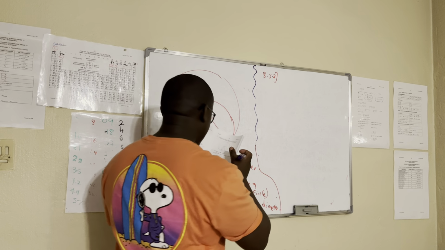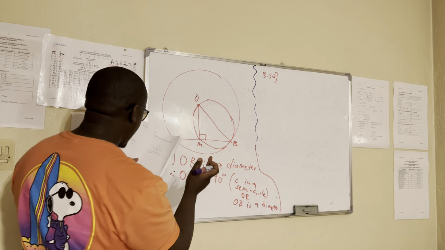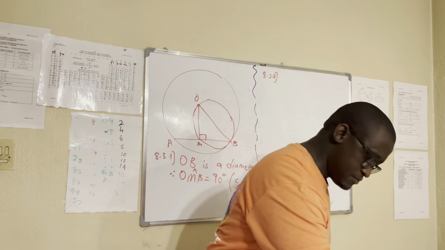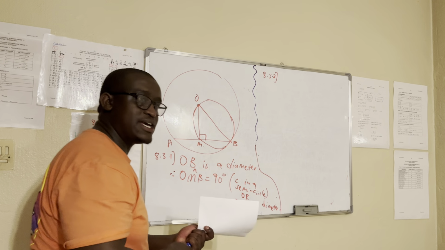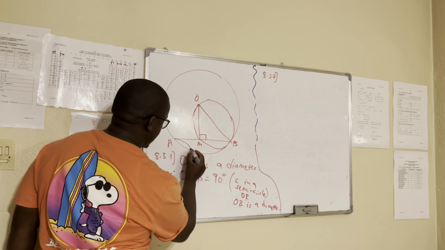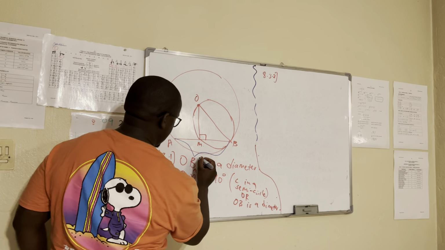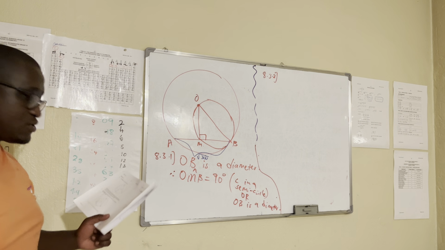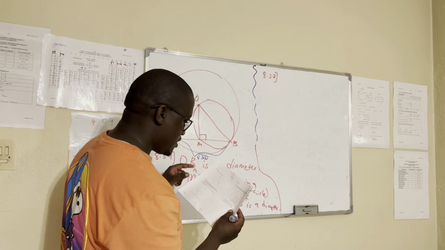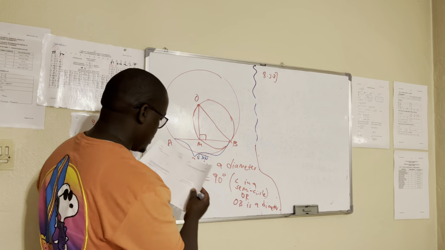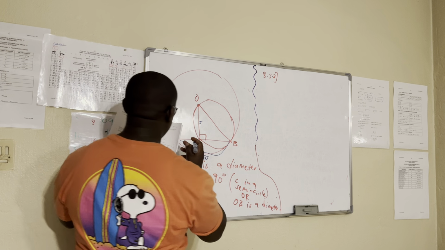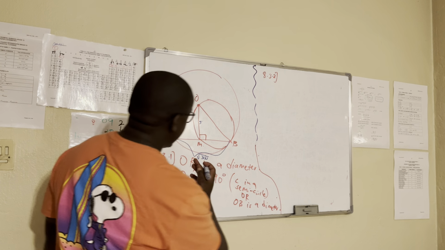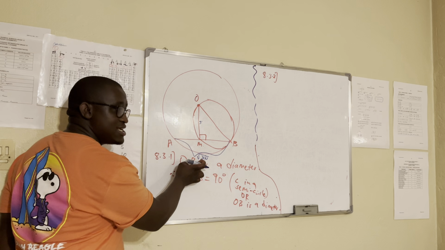Question 8.3.2. They say AB, given that AB is the square root of 300. So what we mean here is AB, this here, is the square root of 300. OM is 5 units. And giving reasons, calculate the length of OB. Now, I'm already given that AB is the square root of 300, okay?